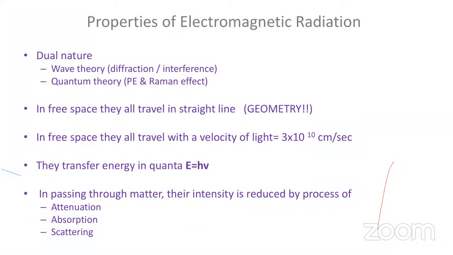So in terms of electromagnetic radiation, there are a few fundamental aspects. One is the dual nature of it. That is very important. There's a wave theory and there's a quantum theory. The wave theory explains things very well, like diffraction and interference, and the quantum theory explains the photoelectric effect and the Raman effect.